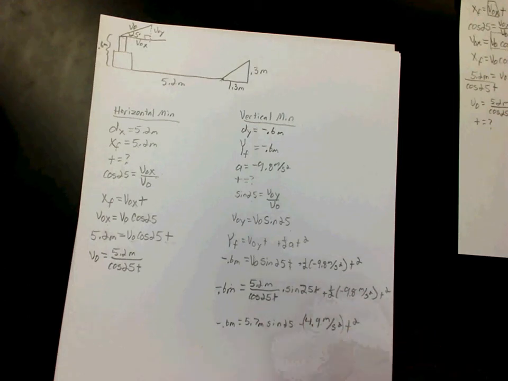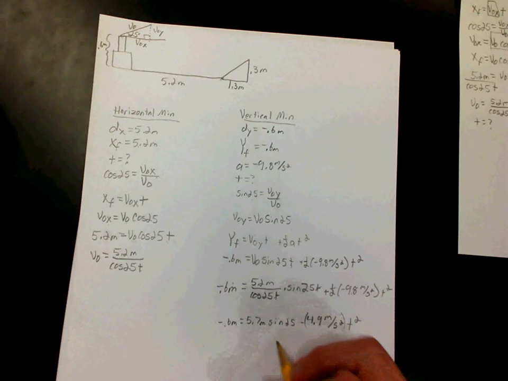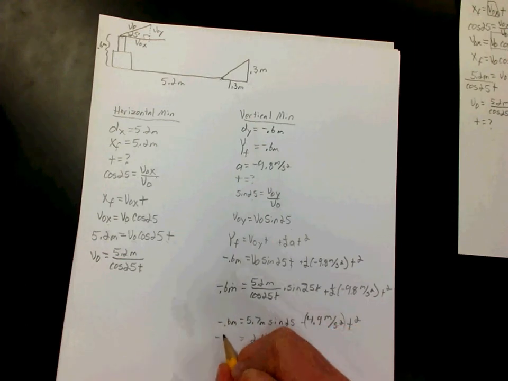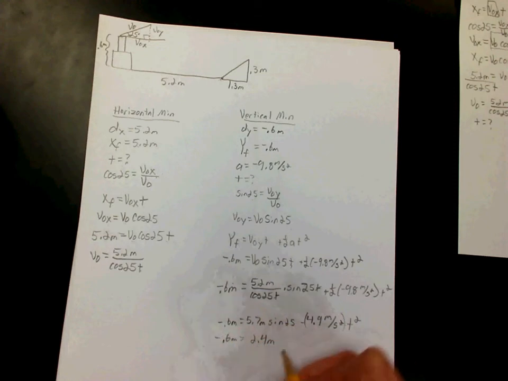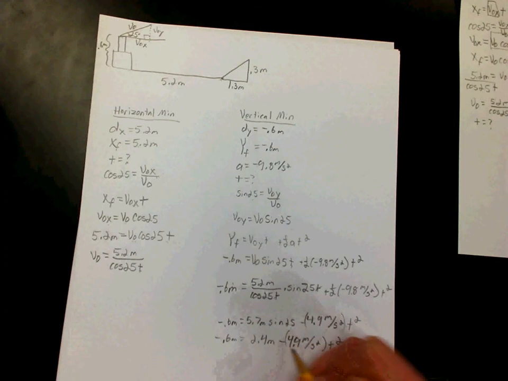If you want to put that in parentheses, you're more than welcome to. Continuing to go along, once you multiply 5.4 times the sine of 25, you end up with 2.4 meters. All right. So negative 0.6 meters is going to equal 2.4 meters minus 4.9 meters per second squared. Hopefully you're jumping ahead of me at this point and you're just going crazy solving right now because you see what's going on.